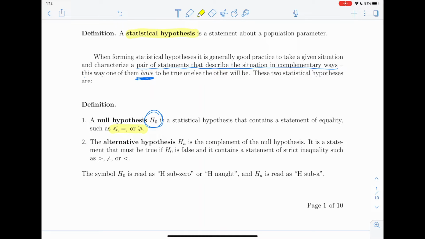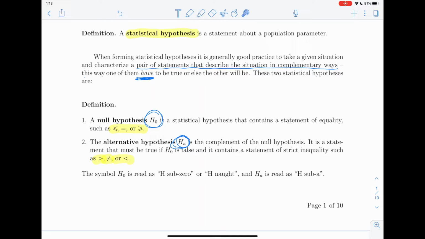The alternative hypothesis is what we're going to call H sub A. This is literally going to be the opposite. So if H sub 0 is, say, less than or equal to, the complete opposite is, of course, being strictly greater than. If H naught is equal, then H sub A will be not equal. And if H naught is greater than or equal to, then the opposite of that is strictly less than.